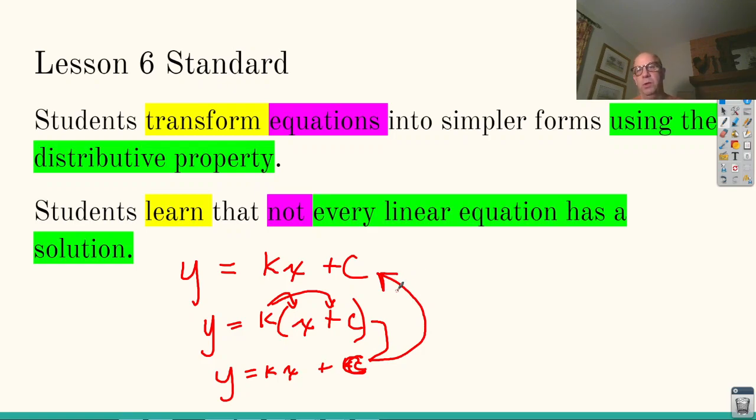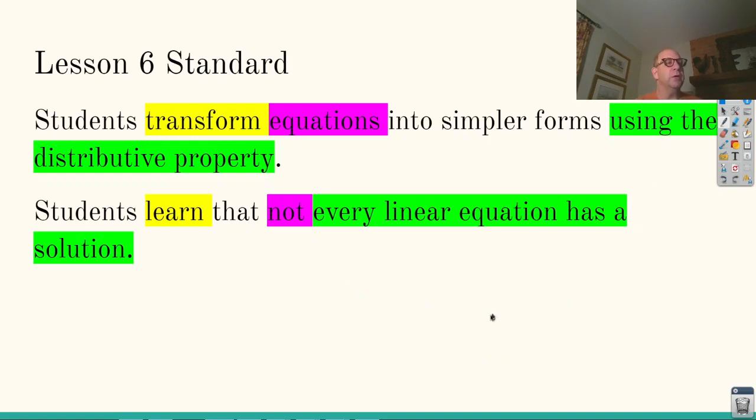So there's only really one equation, but it does look different. And the other thing is, I can divide both sides by k, and then I get y over k equals x plus c. And again, y over k should be a number. Okay, so I don't want to confuse you too much with that, but we're going to transform equations using the distributive property, so we're going to play around with that a lot.